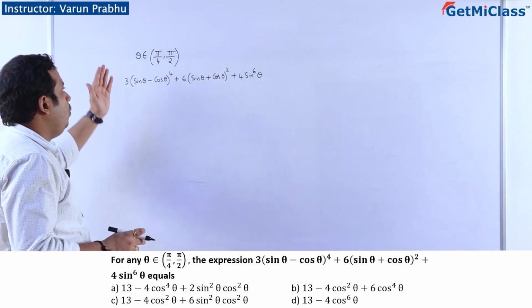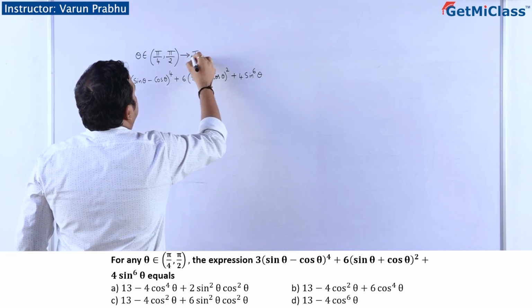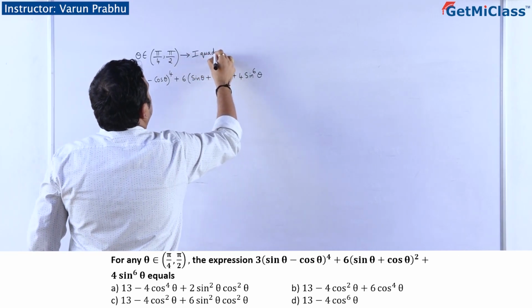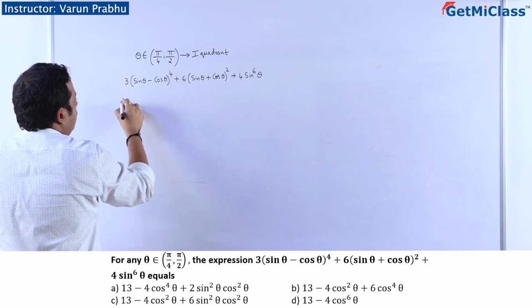The question is now asking what is the value of this particular expression. You can clearly see here theta is lying in the first quadrant, so no complications here. This problem should be absolutely easy to solve. So now what to do? I can write like this.